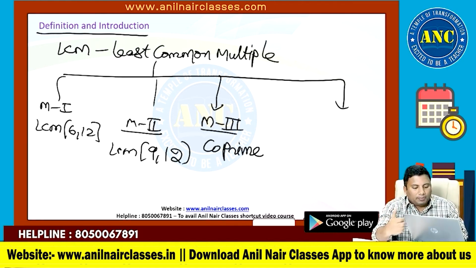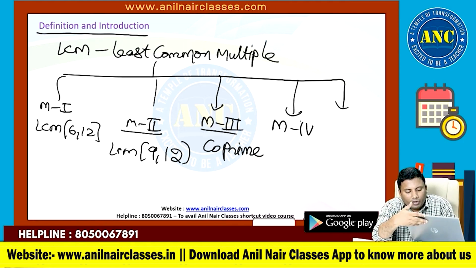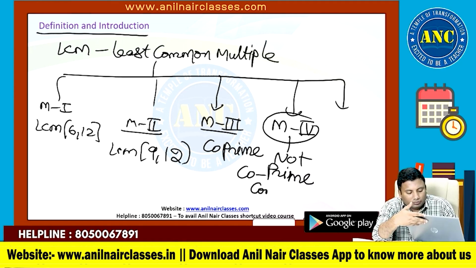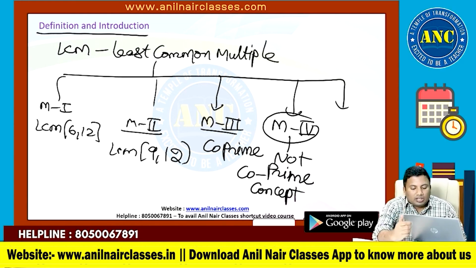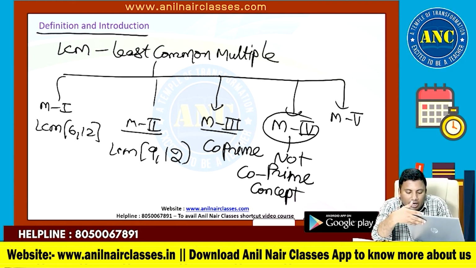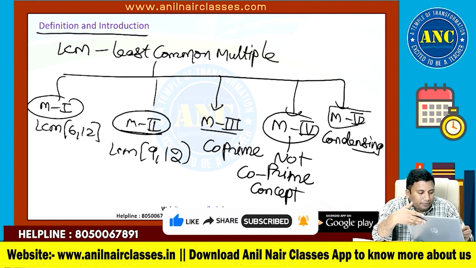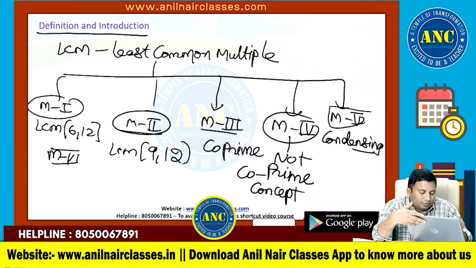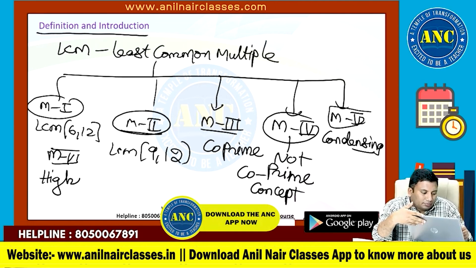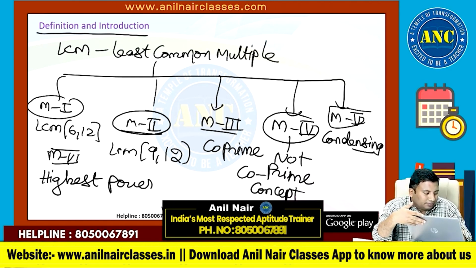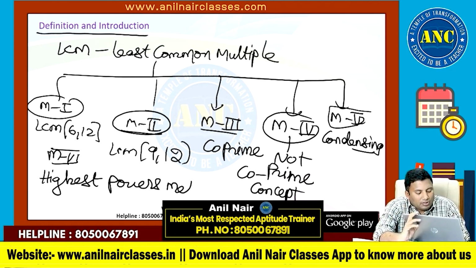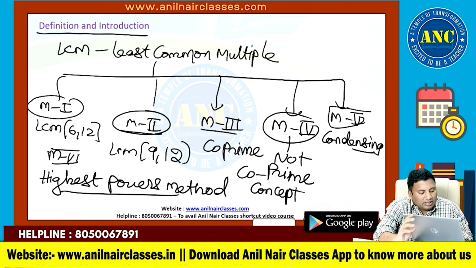Method 4, not a co-prime concept. Method 5, condensing method, which is derived from method 1 and method 2. Method 6, highest powers method. These are the various methods that we discussed.